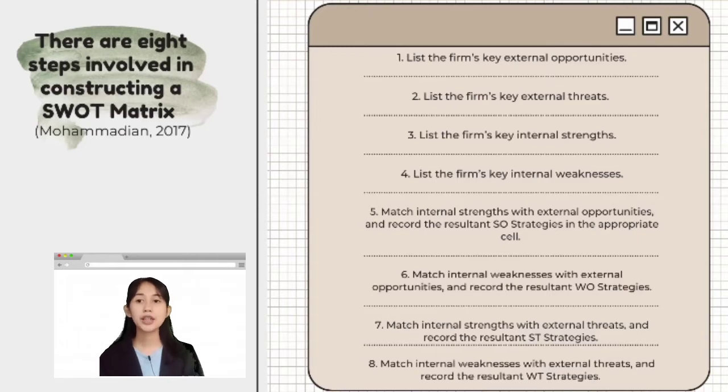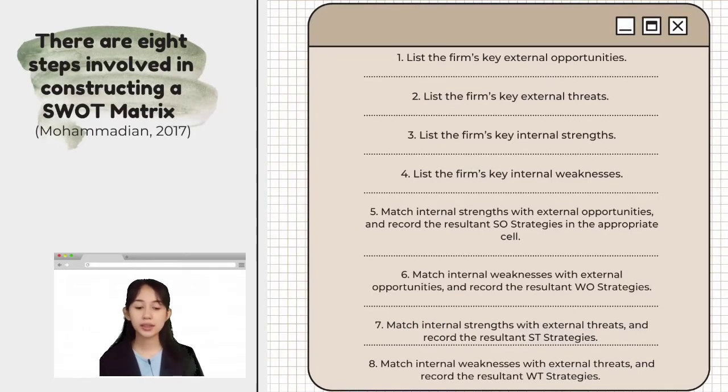Step 5. Match internal strengths with external opportunities and record the resultant strength opportunity strategies in the appropriate cell. Step 6. Match internal weaknesses with external opportunities and record the resultant weaknesses opportunity strategies. Step 7. Match internal strength with external threats and record the resultant strength and threats strategies. And the last step is match internal weaknesses with external threats and record the resultant weakness and threats strategies.